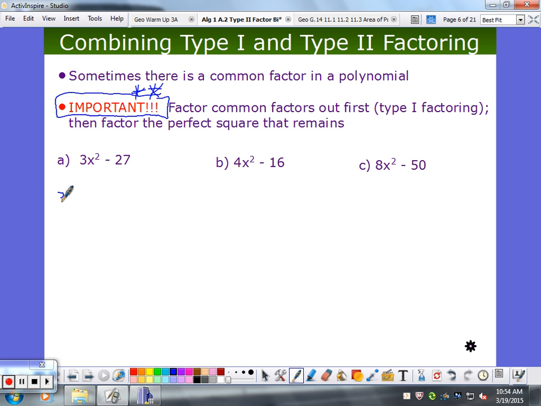3. Alright, well what happens when I factor out 3? What do I get? x squared here, right? Minus 9? Because you're dividing by 3, right? And see what happens here.